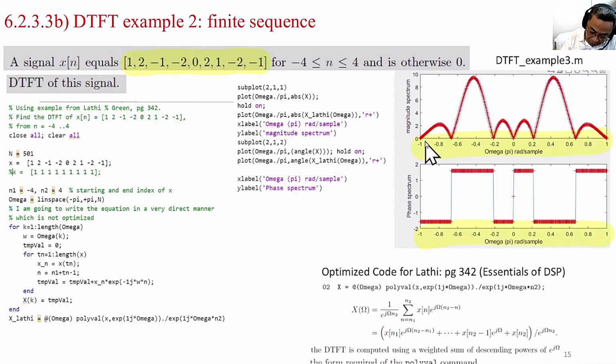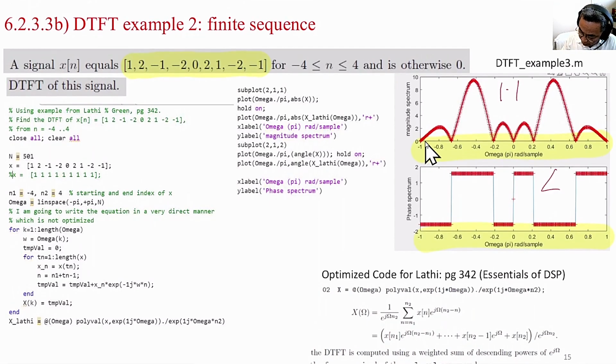So I should write it down. This is the magnitude spectrum and this is the phase spectrum. Okay, and I'm plotting from minus pi to pi. So notice that it is always with respect to pi. And this one is the phase. This is also again from minus 2 pi to 2 pi.